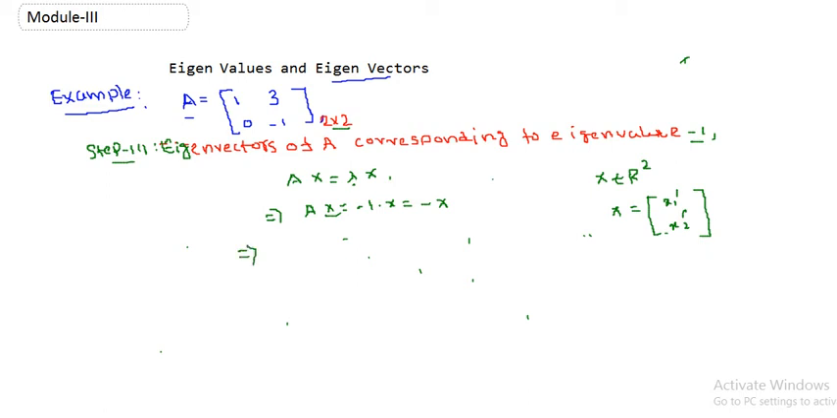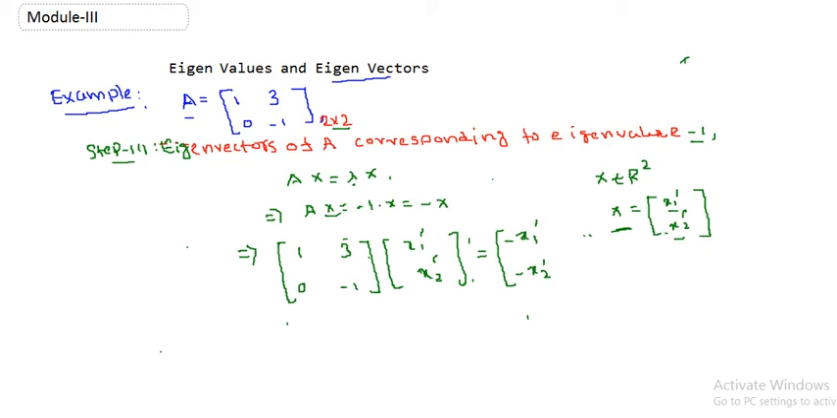So we have to find this particular value of x1 dash and x2 dash. Let me put the value of the matrix. Matrix A is [1 3; 0 -1] into the matrix X, which is [x1 dash; x2 dash], minus X, which is going to be minus x1 dash, minus x2 dash, because for minus X we have to multiply minus 1 to each quantity.